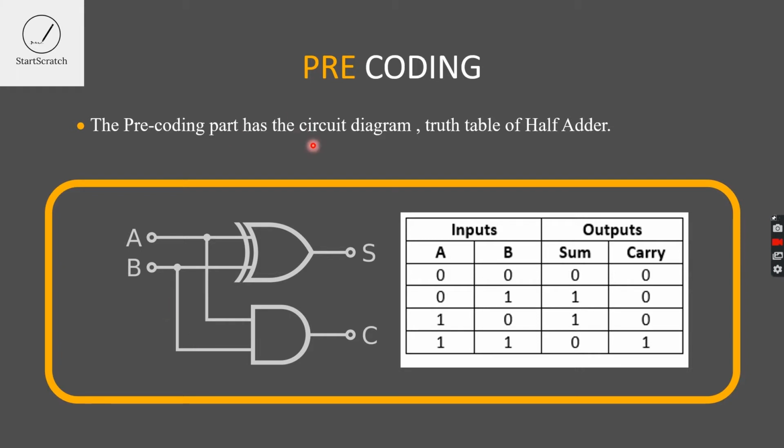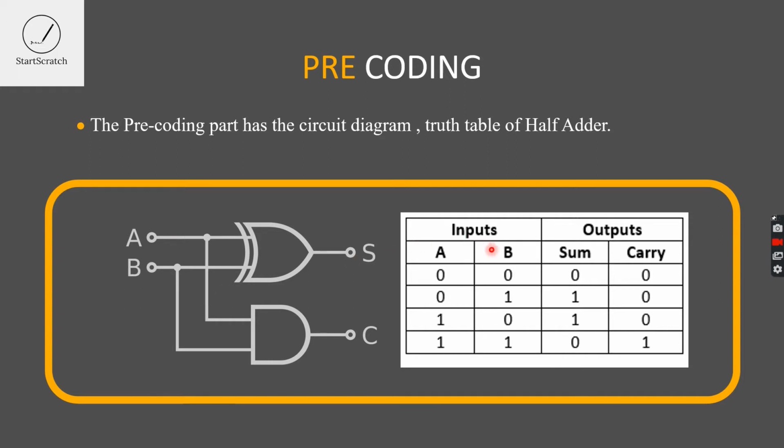In the pre-coding part, you will be seeing the circuit diagram and the truth table. And now what is a half adder actually? Half adder is a circuit which is capable of taking two 1-bit binary numbers as inputs and giving sum and carry as outputs for the two 1-bit binary numbers.